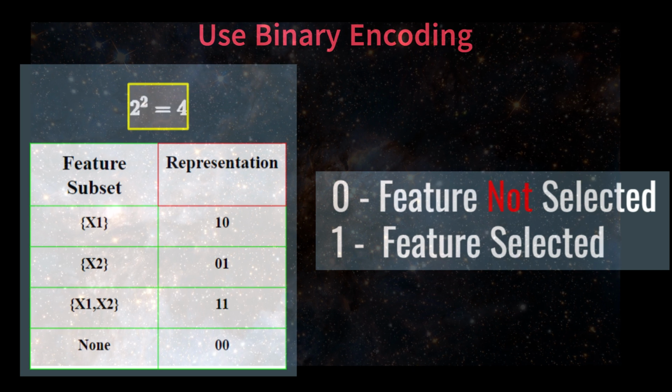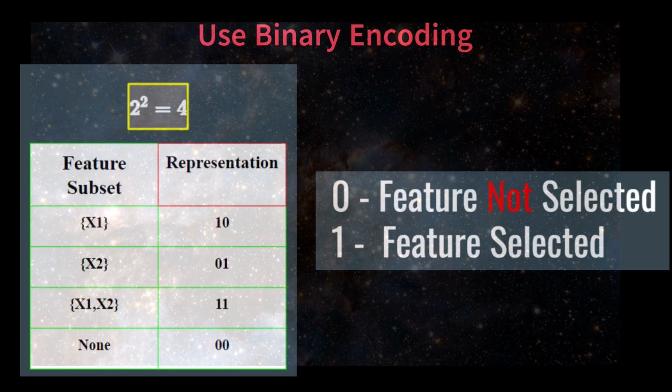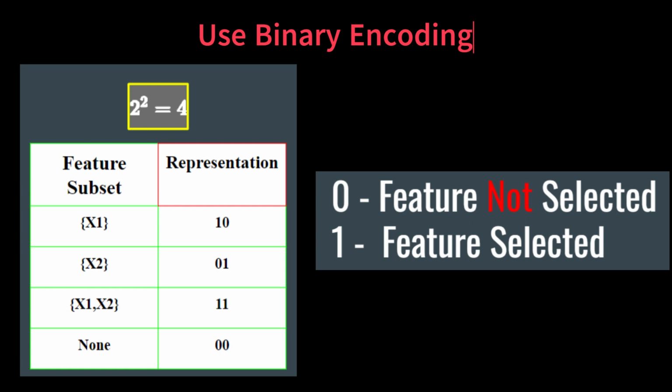After that we have the x1, x2 subset. The binary encoding for this is 1 1. It means both x1 and x2 are selected. And then we have none. When no feature is selected, the binary encoding is 0 0. It means neither the first nor the second feature is selected.